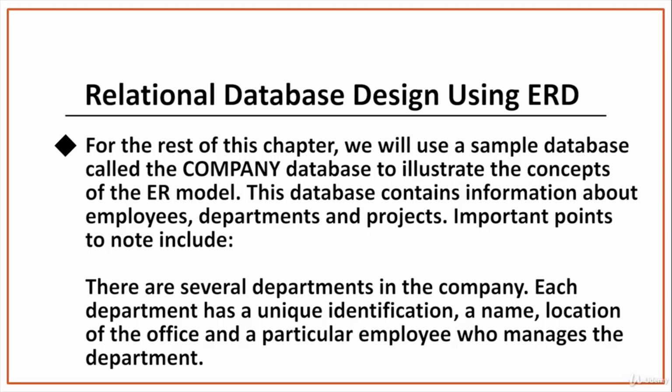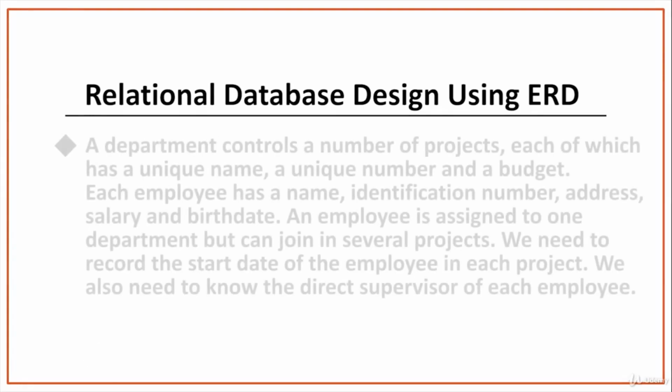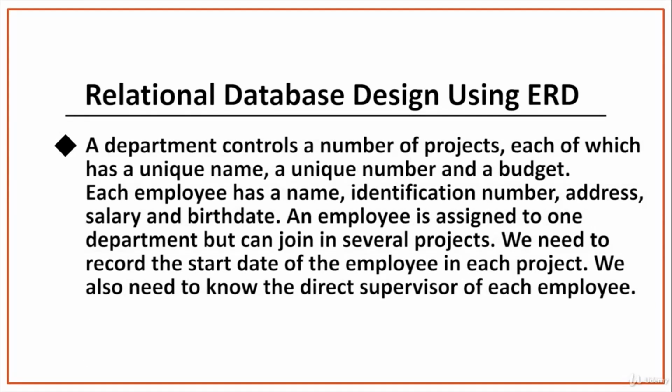Important points to note include: there are several departments in the company. Each department has a unique identification, a name, location of the office, and a particular employee who manages the department. A department controls a number of projects, each of which has a unique name, a unique number, and a budget. Each employee has a name, identification number, address, salary, and birth date. An employee is assigned to one department, but can join in several projects. We need to record the start date of the employee in each project.